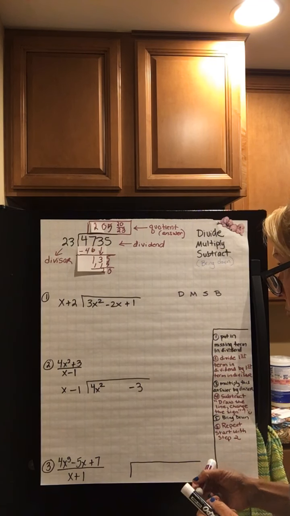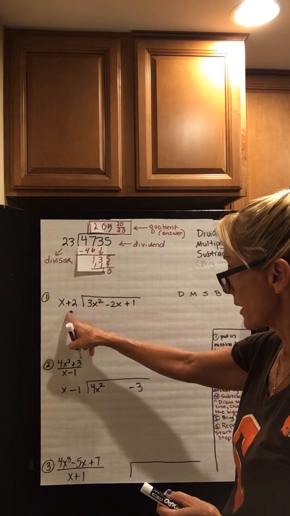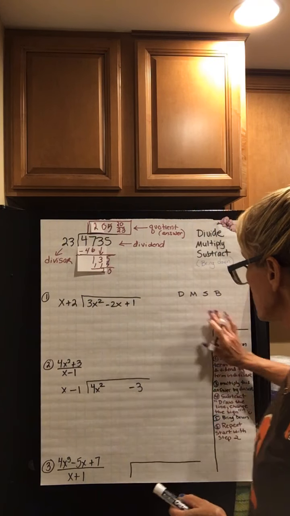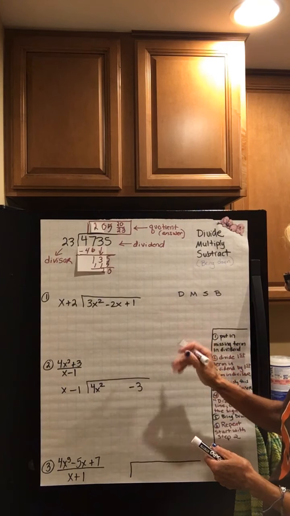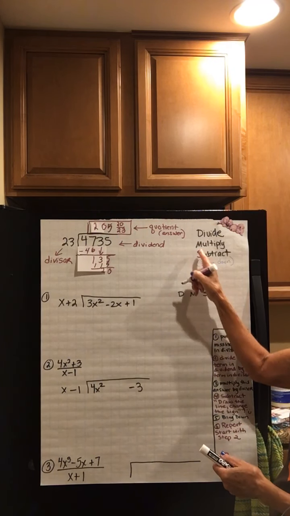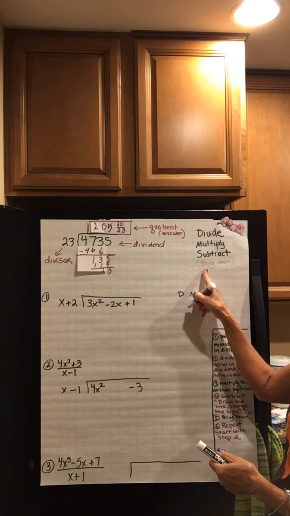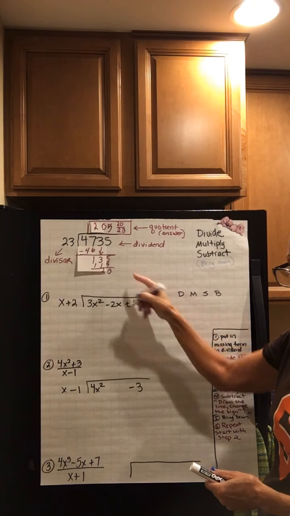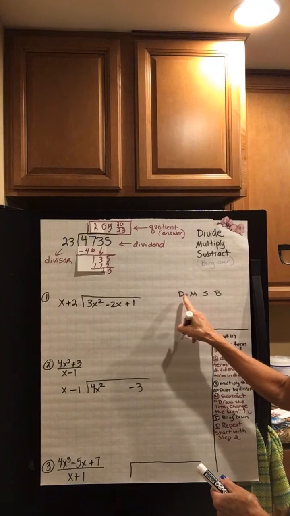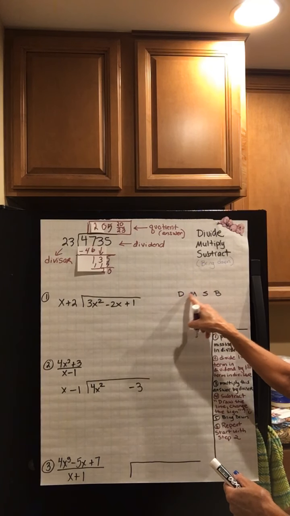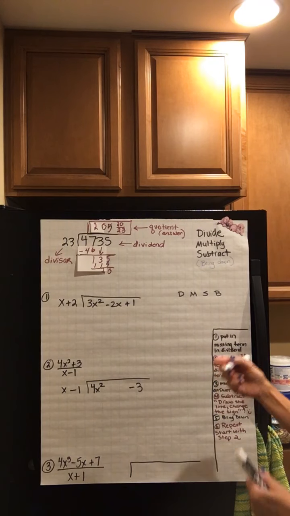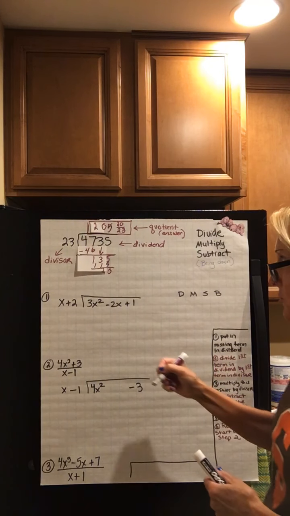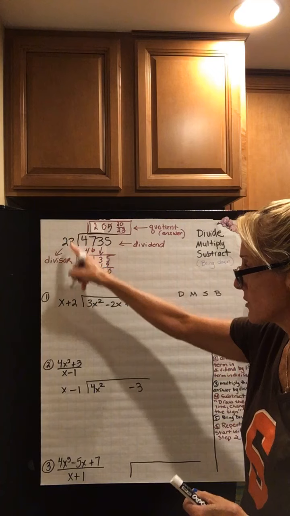So here we go. We have a trinomial divided by a binomial. And this over here, don't worry about this right now. What we did was divide, multiply, subtract, and then bring down. That's what we just did over here. We're going to do the same thing. So I wrote down DMSB: divide, multiply, subtract, bring down. Same kind of steps. But it's weird because we just don't have one divisor.